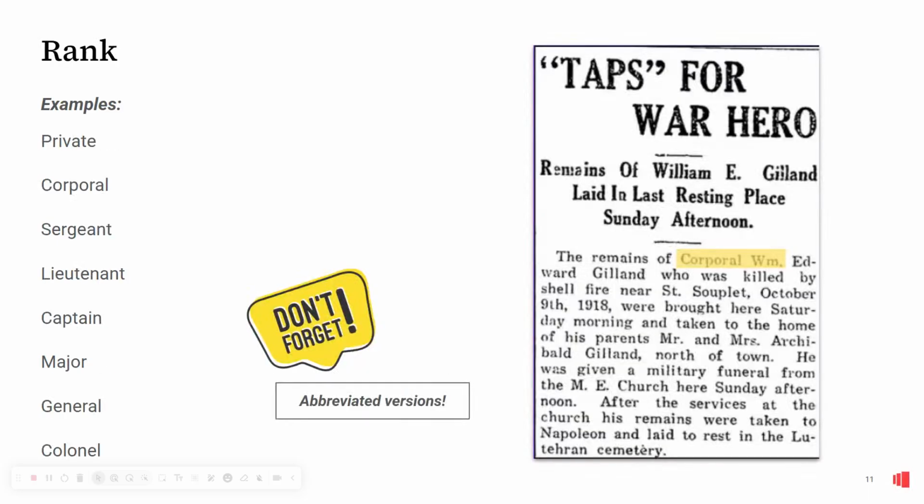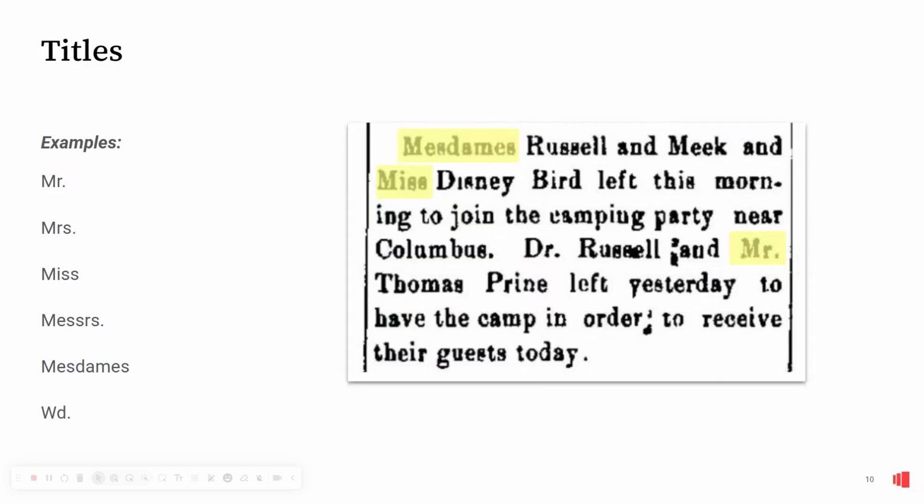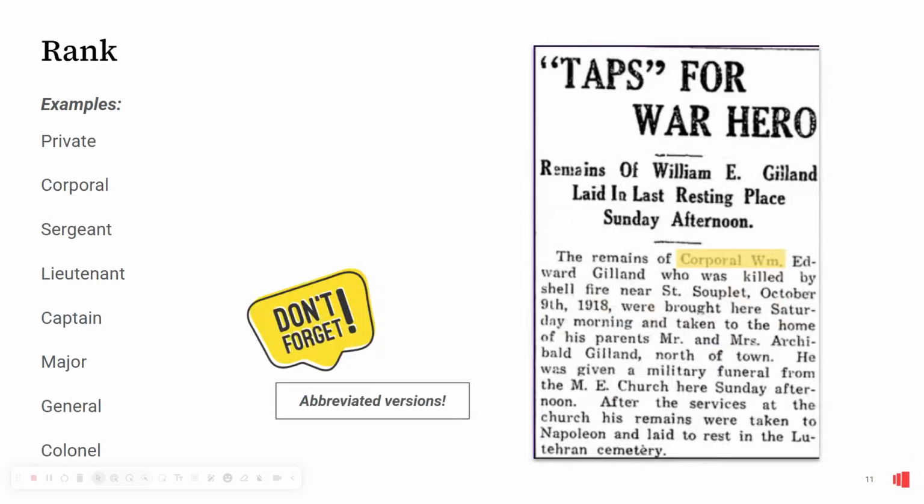Rank is another example. I think of these together, a title, and then the ranks are similar to that. I've listed some. This is certainly not an exhaustive list, but I've got some examples here that you could search for. The big thing that is important to think about when you are doing ranks in particular is that they had abbreviated versions. So you might have Private William Edward Gilland, or you might have just Priv. with a period as the abbreviation. So there could be lots of different variations for this one.